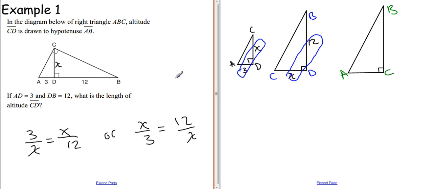So let's try another example. Example 2 says, in right triangle ABC shown in the diagram below, altitude BD is drawn to hypotenuse AC, CD equals 12, and AD equals 3. What is the length of AB? So they're asking for AB, so I'm going to go ahead and label that X. Now, this one is a little tricky, and you'll see why in a second.